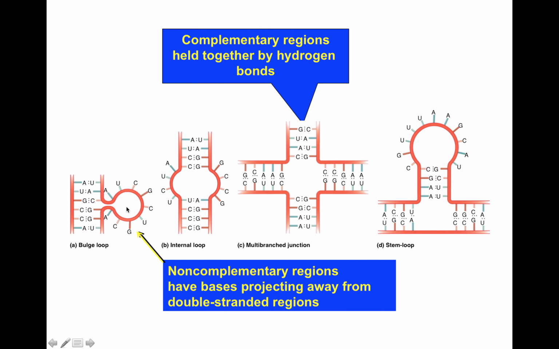So you can have bulges, a little loop here. You can have an internal loop where you have non-complementary nucleotides on both sides of a double-stranded region. You can have a cruciform structure like what's seen in the middle here.